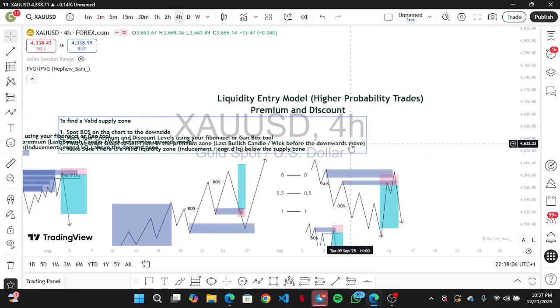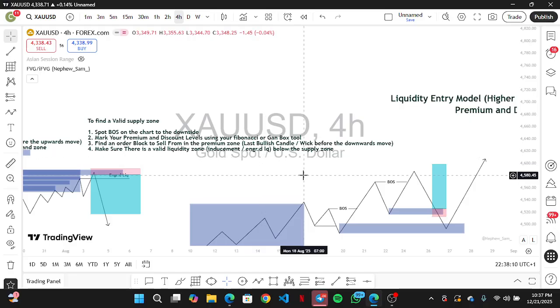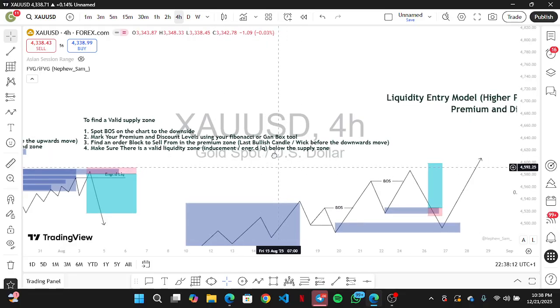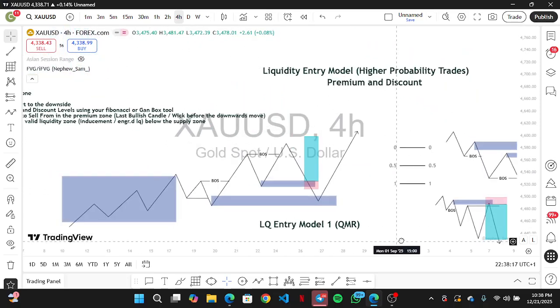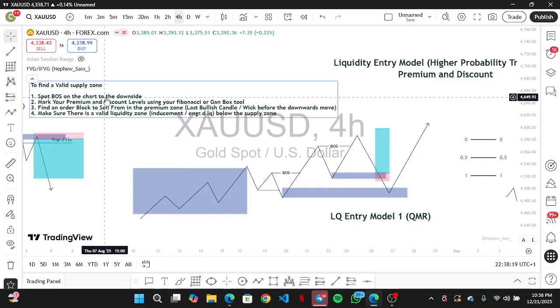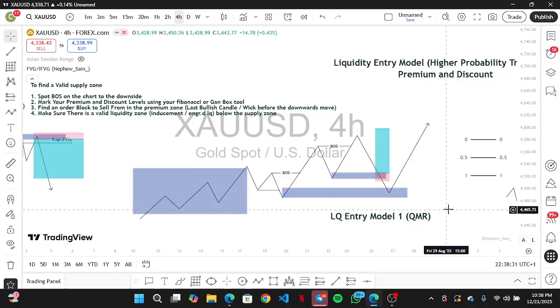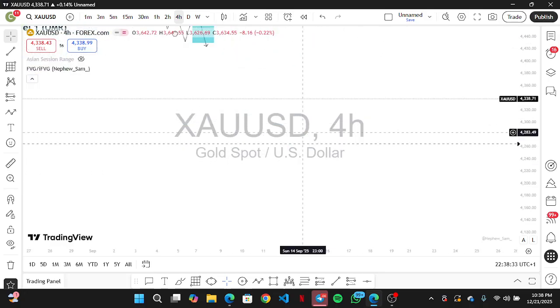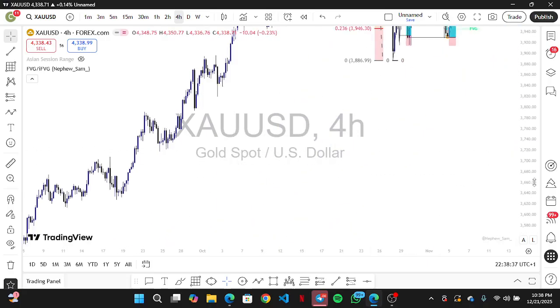Yeah. Spot your BOS on the charts, mark your premium and discount levels using your Fibonacci and toolbox, find an order block, make sure there is liquidity. So we have done the first one as the second one. Mark your BOS, mark your premium and discount levels, find an order block to sell from. Yeah, order block. So BOS, premium discount level, OB, and liquidity. Those are the four rules. So four steps I gave. I wrote this out at the beginning of the call for you guys.